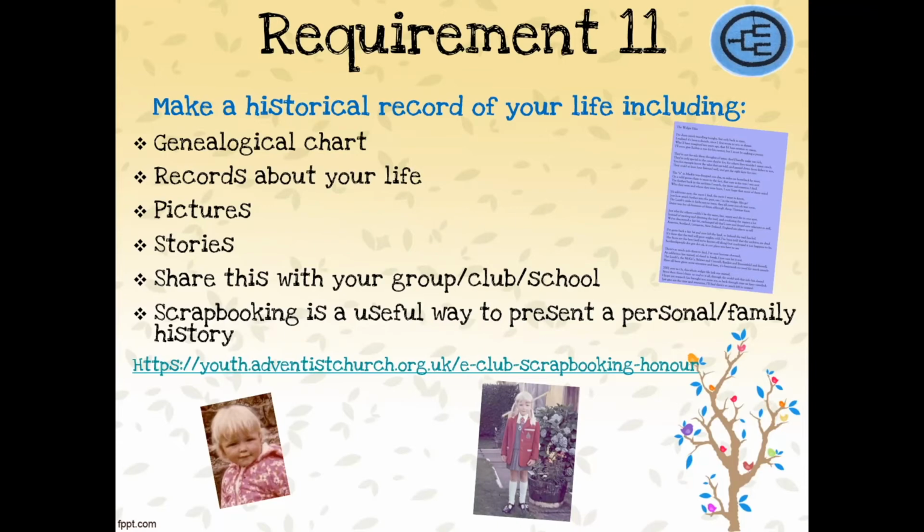And if any of you were part actually of the scrapbooking honor that I did before, scrapbooking is also a very useful way to present personal and family history. And I've put the link in there for the honor just in case you wanted to see that, and you can do it in that way.